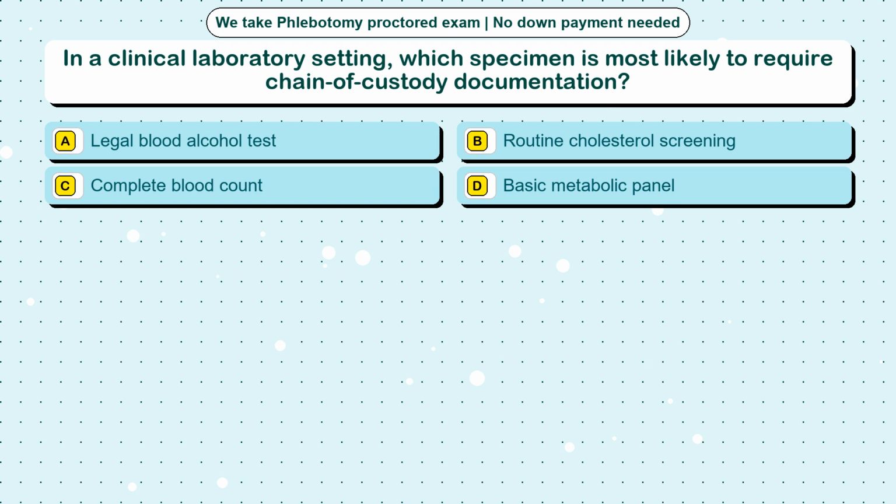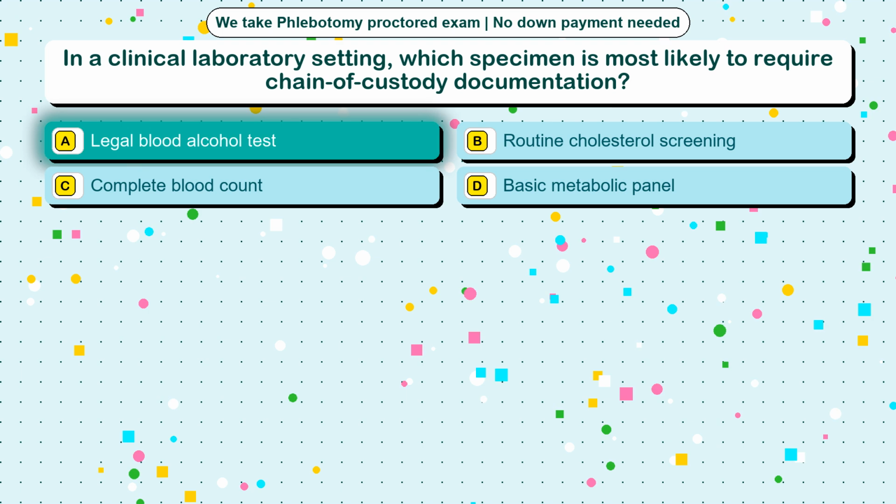Question 57. In a clinical laboratory setting, which specimen is most likely to require chain of custody documentation? Option A, legal blood alcohol test. Option B, routine cholesterol screening. Option C, complete blood count. Option D, basic metabolic panel.